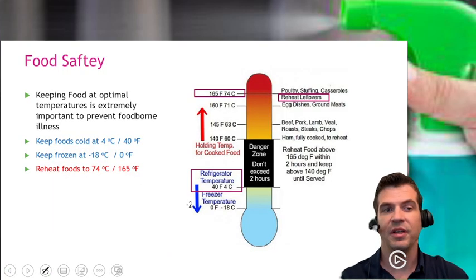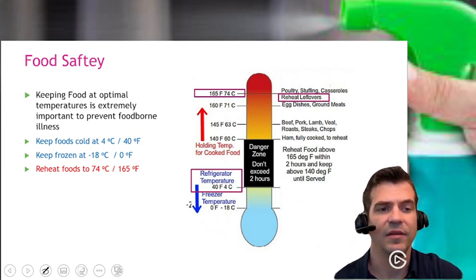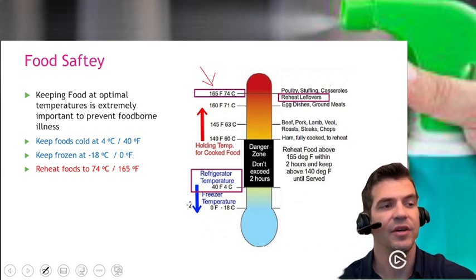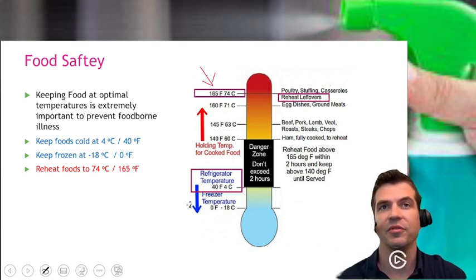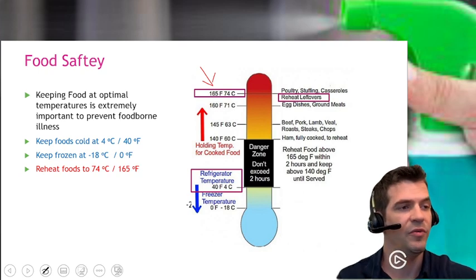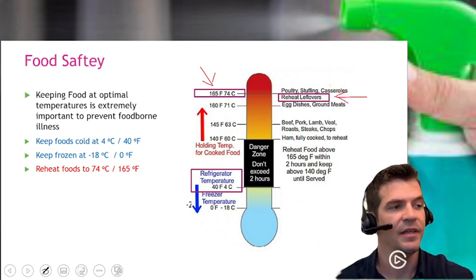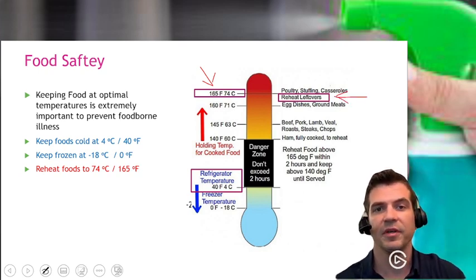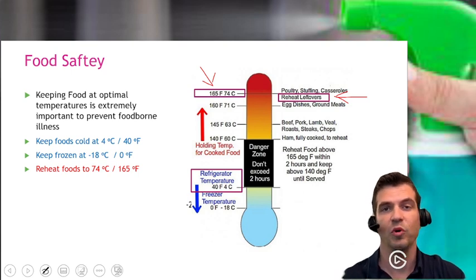I keep mentioning food safety, all right? And in food safety, it's important to remember that we need to heat our food up to 165 degrees Fahrenheit. We need to reheat our leftovers to that. Otherwise, we run the risk of infecting ourselves through foodborne pathogens.